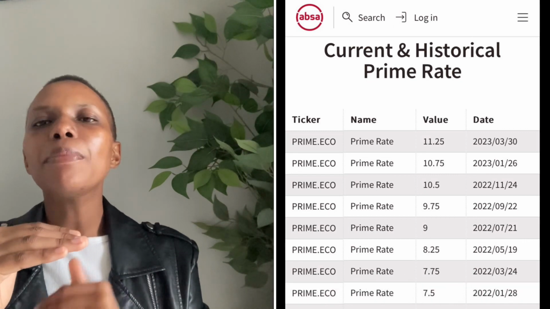Once the commercial banks have what we call a prime lending rate, this is their benchmark rate. This is the benchmark that they use in order to determine the interest rates that they would eventually charge to the end consumers. They use the prime lending rate as the starting point.